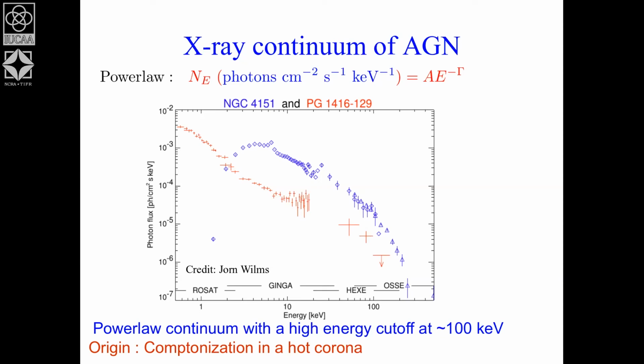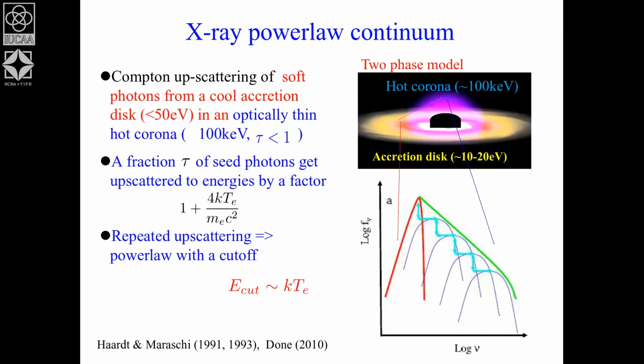So the question is, what is the process which is giving rise to a broadband X-ray power law from a few keV all the way to a few hundred kilo electron volt, and then cuts off? What is the origin of this power law which cuts off at about 100 keV? That process is known as Comptonization in a hot corona. And to understand this, one can assume a two-phase model.